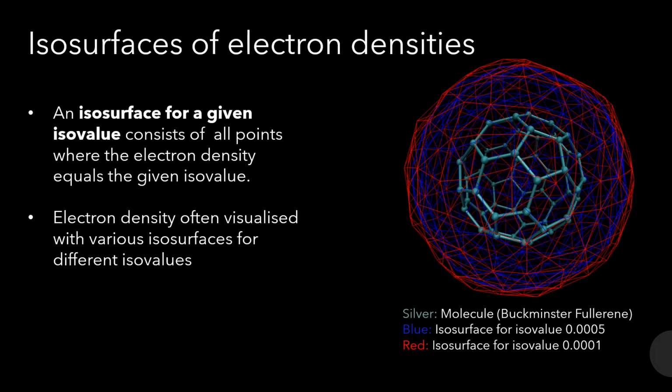What we are doing in our computation is to compute isosurfaces of the electron density. An isosurface for a given isovalue consists of all points where the electron density equals the given isovalue. The electron density is often visualized with various isosurfaces for different isovalues. On the right we see an example of a molecule, and the blue and red surfaces are isosurfaces for different isovalues.